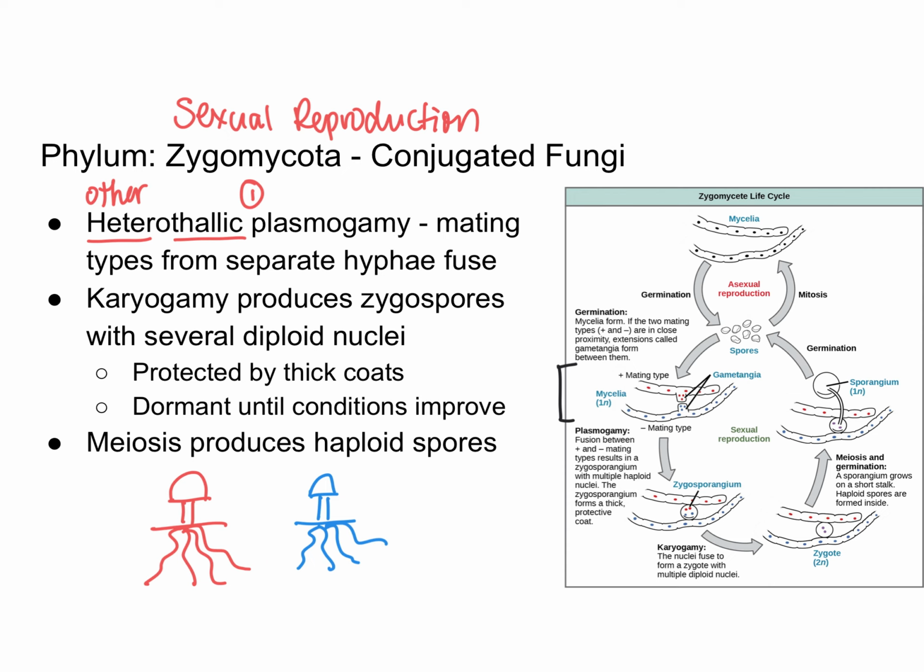And we'll just say that the red fungus is going to be making the positive mating type cell, and the blue one is going to be making the negative mating type cell. So these fungi give off pheromones, which are like sex hormones that are a way for them to communicate with each other. And so the hyphae actually start to grow towards each other. And these hyphae, remember that they are aseptate.